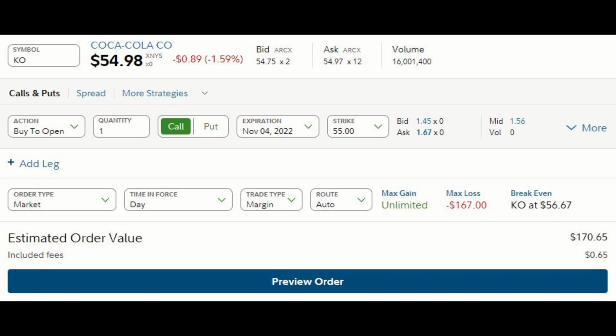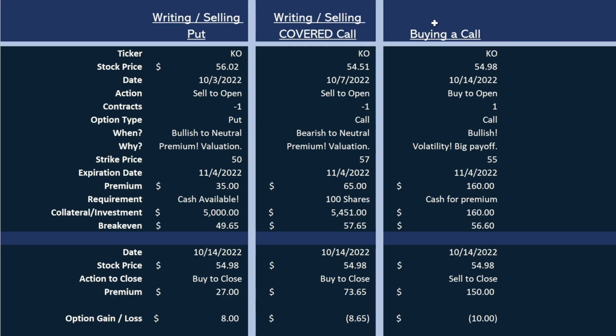So this is a market day order, and you can see the gain is unlimited, right? Who knows how high Coca-Cola stock could go? Probably not that high. It kind of slugs its way along, but that's the max gain. They show it as unlimited. Whereas the max loss is only the money that you invested in this, so about $170. And again, there's our break even with Coca-Cola. So that's our trade. That's how we would set it up on Fidelity. So that's our example of buying a call.